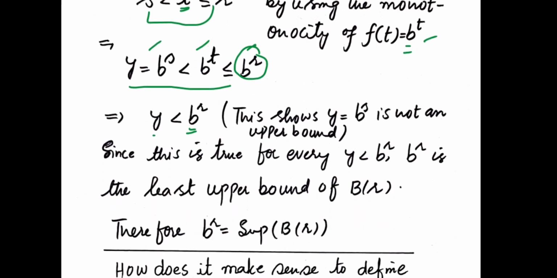Since this result is true for every y less than b^r, this shows b raised to power r is the least upper bound of this set. Hence, the supremum of this set is equal to b raised to power r.